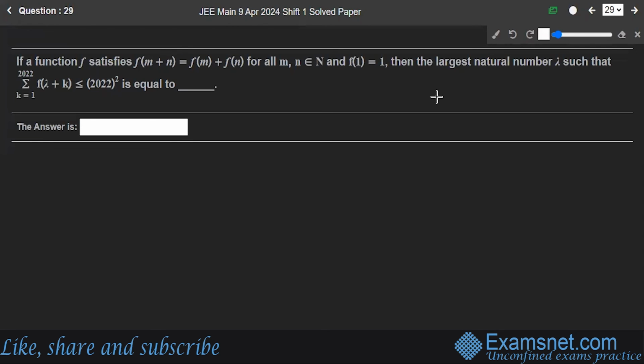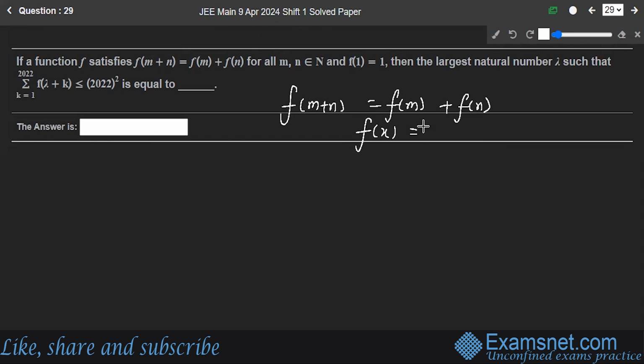Question number 29: if a function f satisfies f of m plus n is equal to f of m plus f of n for all m, n belonging to the natural numbers, and f of 1 is equal to 1, then the largest natural number lambda such that the summation k is equal to 1 to 2022 of f of lambda plus k is less than or equal to this is equal to. So first thing, you are having f of m plus n is equal to f of m plus f of n. This is given in the question.